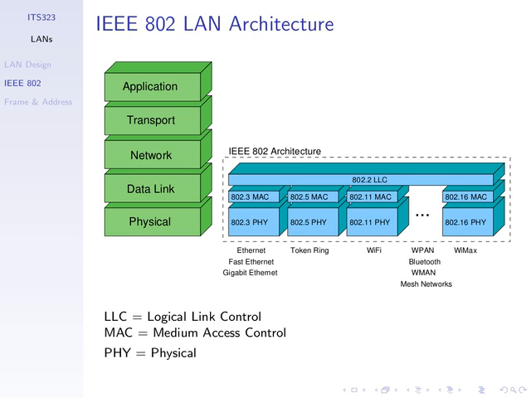Medium access control is using the techniques we just spoke about, sharing access between the different stations. Logical link control is about setting up the link, setting addresses. What else does it do? Sometimes sharing between the different standards.